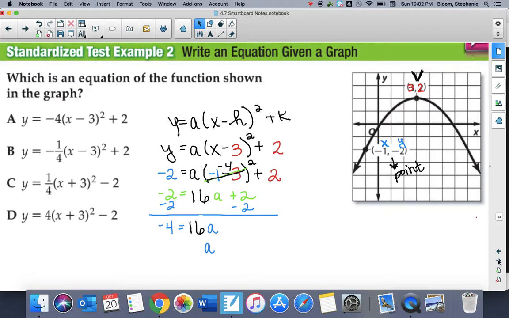And so when I divide by 16, a is equal to negative 1/4. So I know my answer has to be this one. And that also makes sense because our vertex was 3, 2, and there it's located. And my a is negative 1/4. Okay?